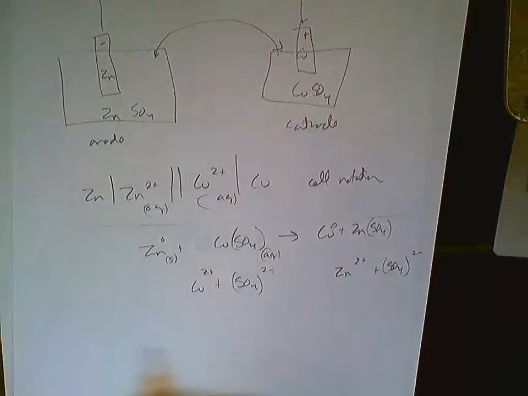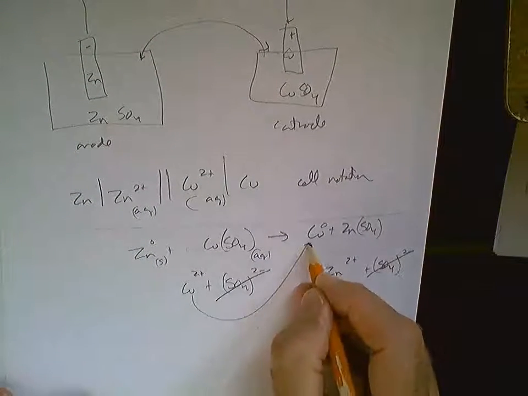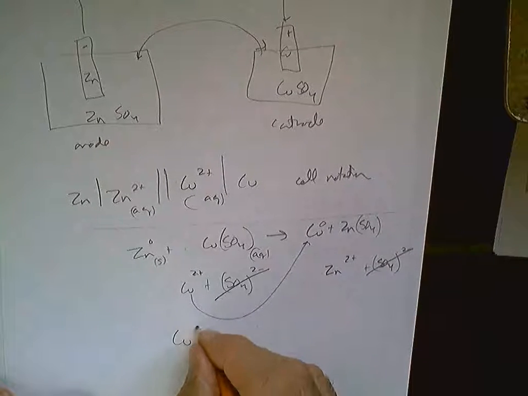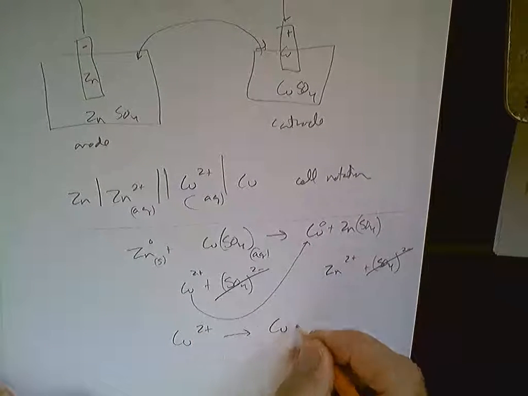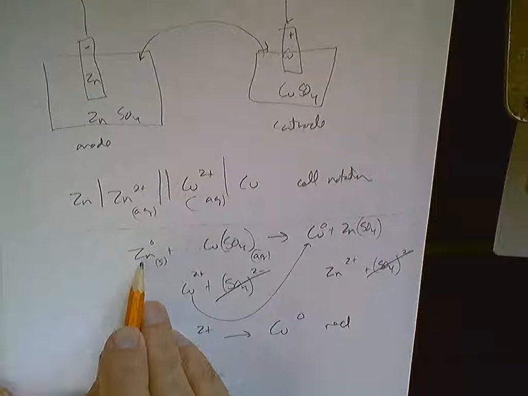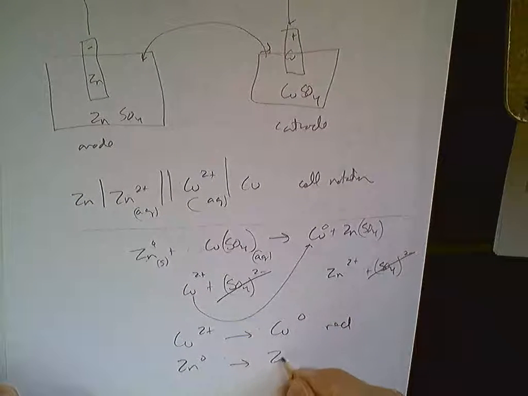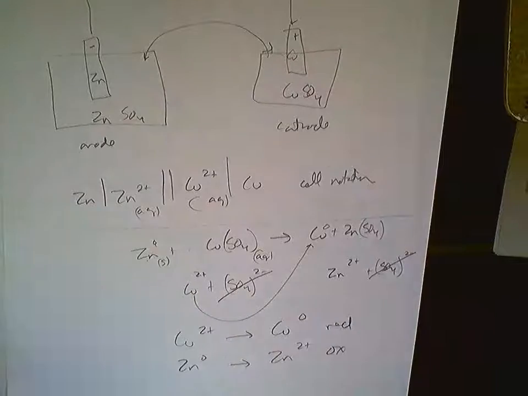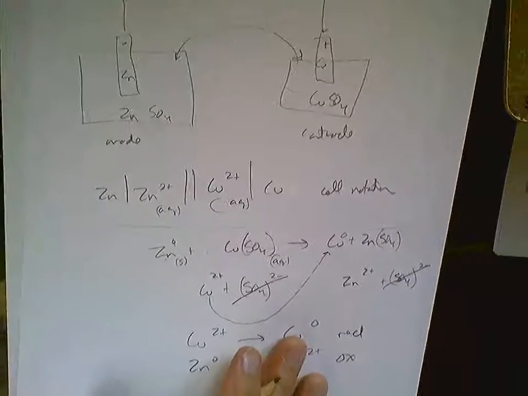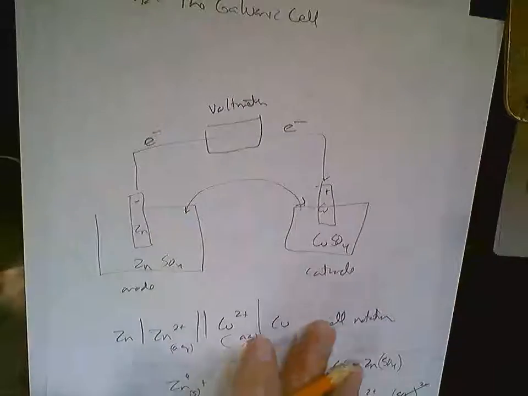Now what we do is we cross out what we have on both sides, which is the SO4, and now we look for our redox reaction. So we can see that Cu2 plus is reduced down to Cu0. That's our reduction. And Zn0 goes up to Zn2 plus, and that's oxidized. Okay, so this is our redox reaction that's occurring in this cell that's up here.